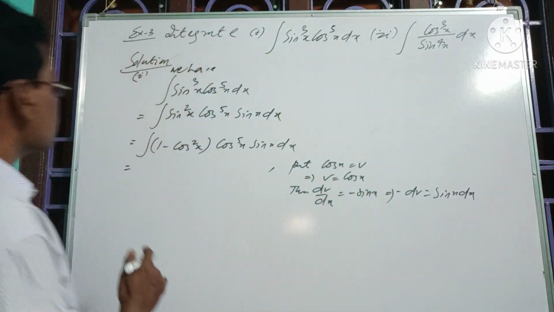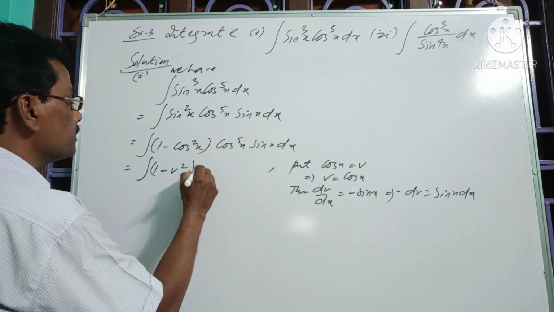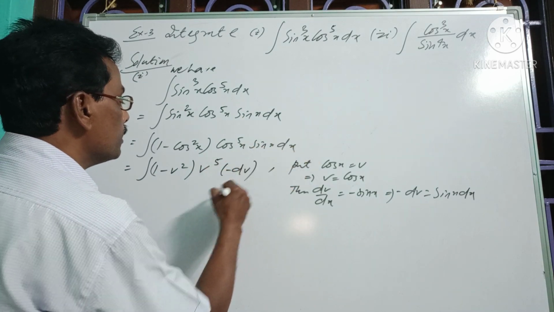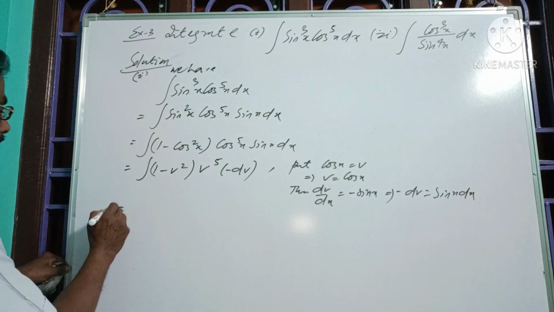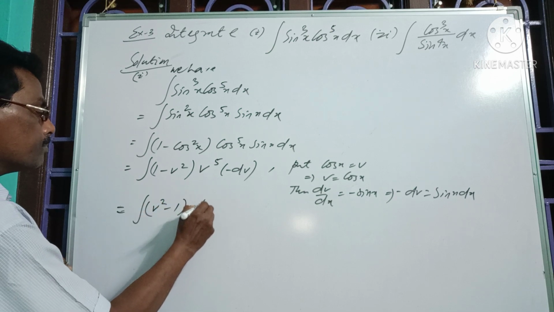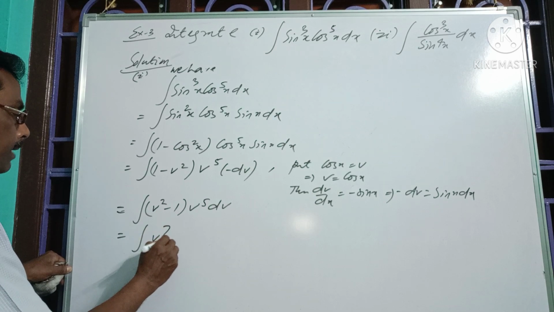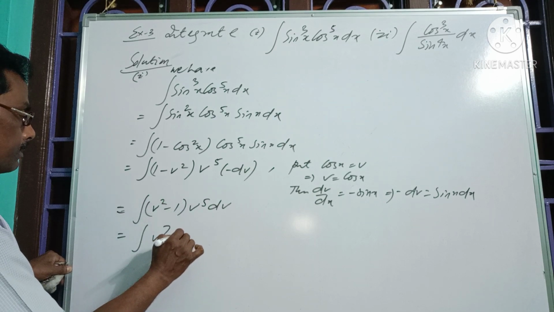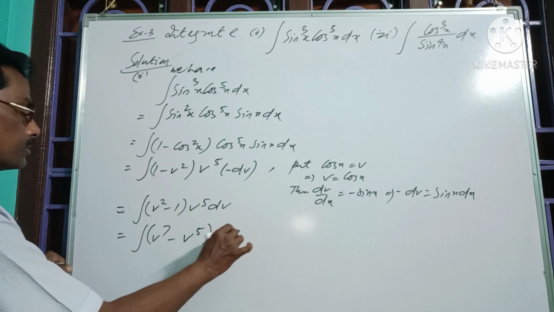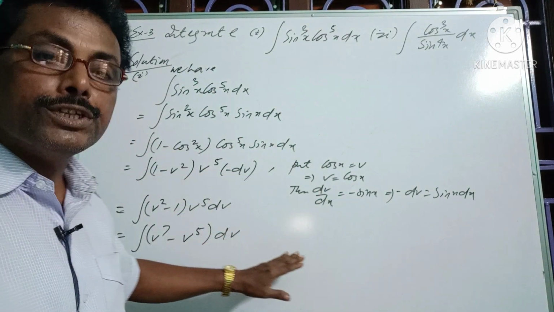So replacing in the integrand, it will give us the integration of 1 minus v square into, in place of cos x we have v, that is v to the power 5, and in place of sin x dx we have minus dv. So now again simplifying, multiplying the minus with the function, we have the integration of v square minus 1 into v to the power 5 with respect to v. So again simplifying, we have v to the power 7 minus v to the power 5 with respect to v. So now the original integrand transforms into a polynomial of v which is easily integrable.